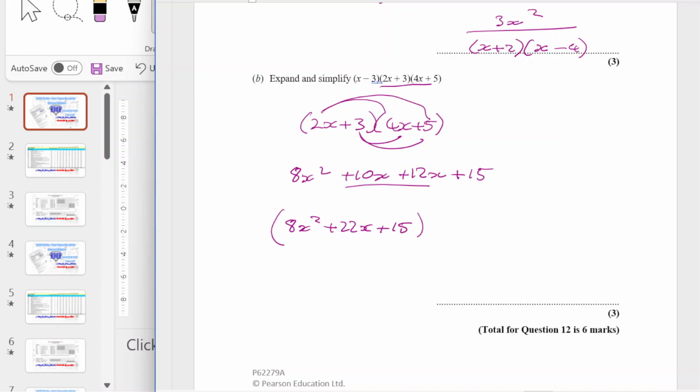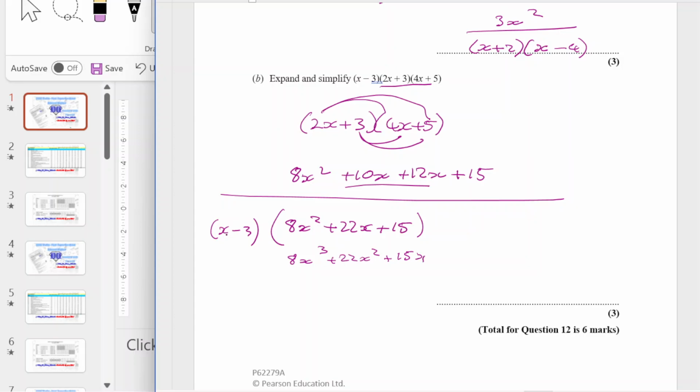And I need to multiply that by my third bracket, so I need to multiply that by (x - 3). When I'm doing a triple bracket, I will set it out as a two-line sum. This is a bit of an A-level habit though. I'll line up a bit like column multiplication. So x times 8x would give me 8x cubed. x times 22x would give me 22x squared. And then x times 15 would give me 15x.